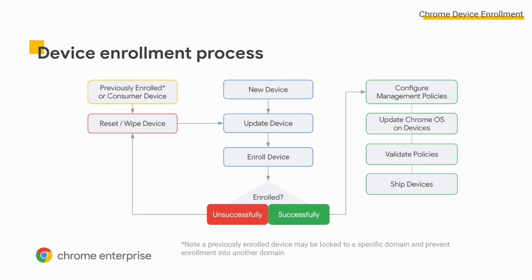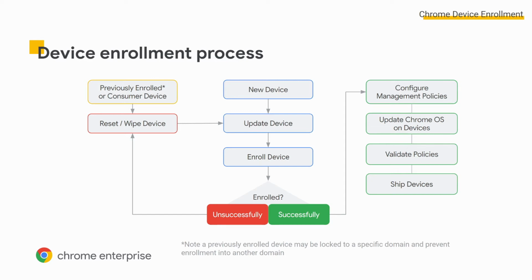Now that you know how to start a Chrome Enterprise trial access, we will see together the device enrollment process. So here is how this process works. If you have a previously enrolled device, it's necessary to wipe it before a new enrollment. But if it's a white device or brand new, it needs to be updated to the latest Chrome OS version via a USB stick or via the network.